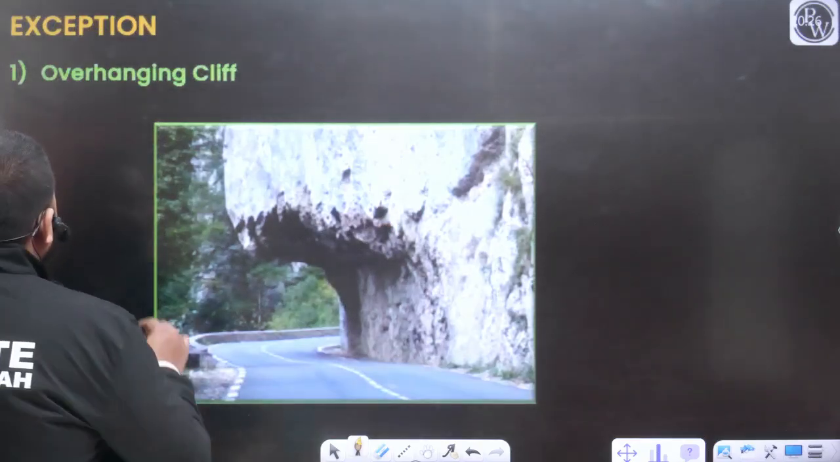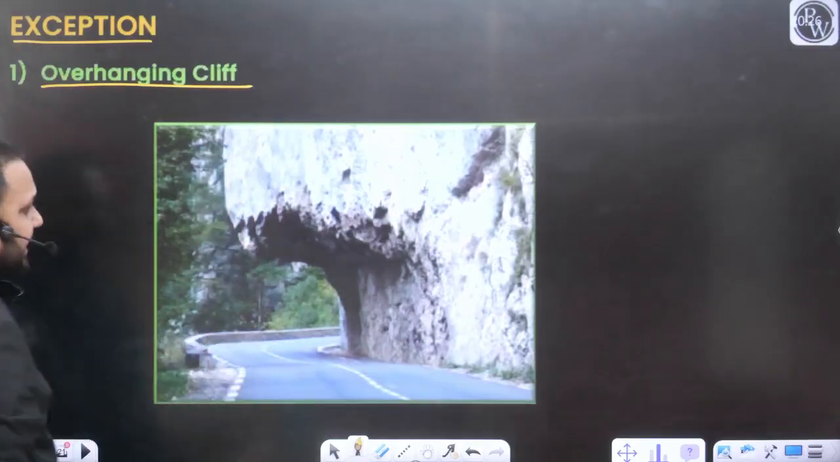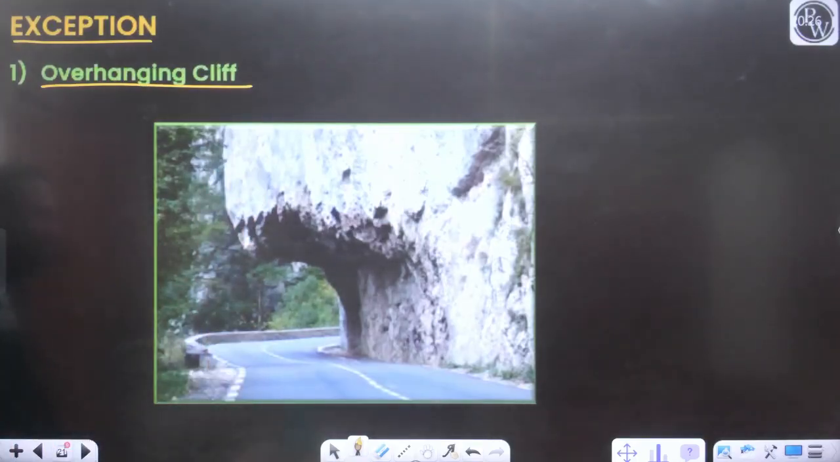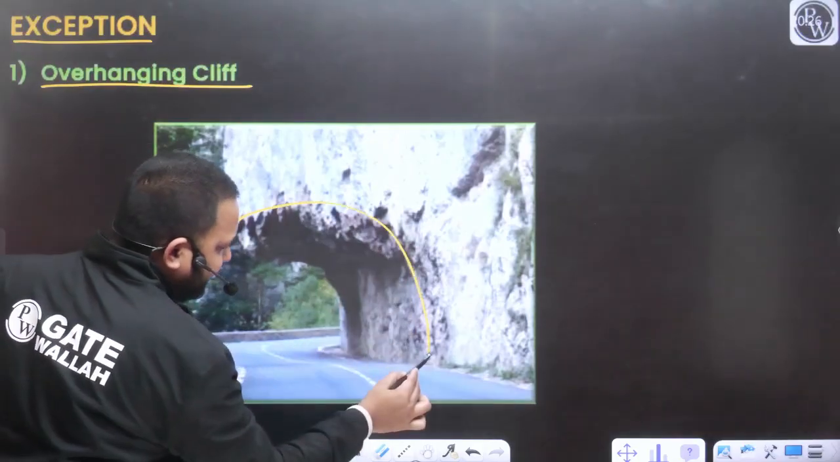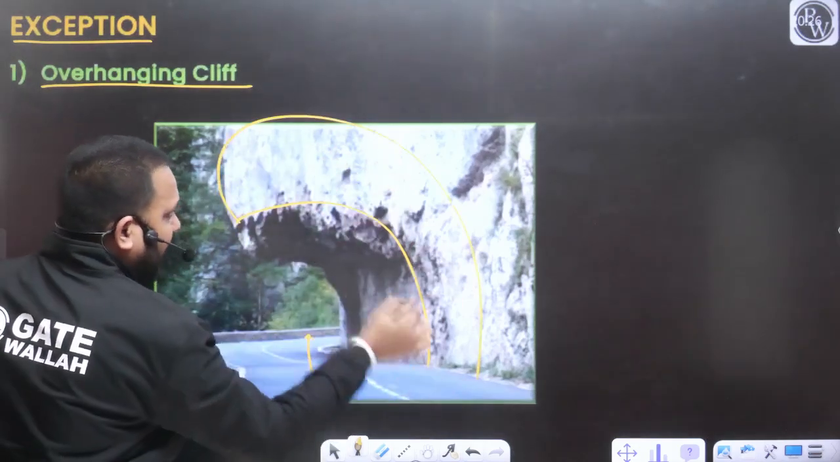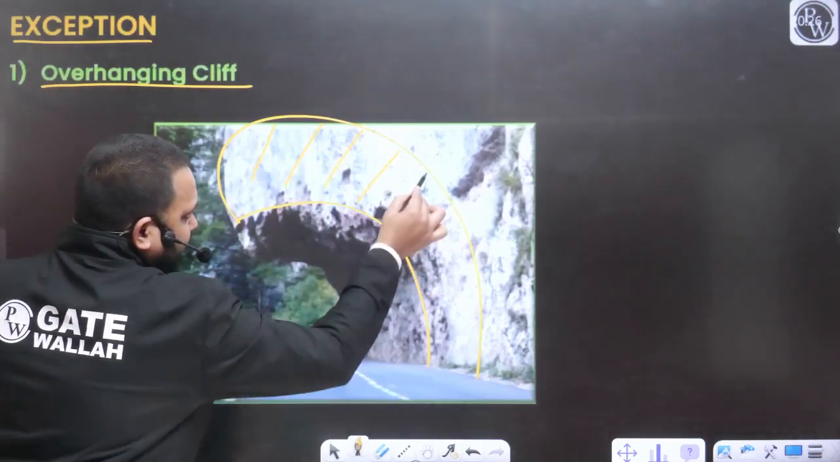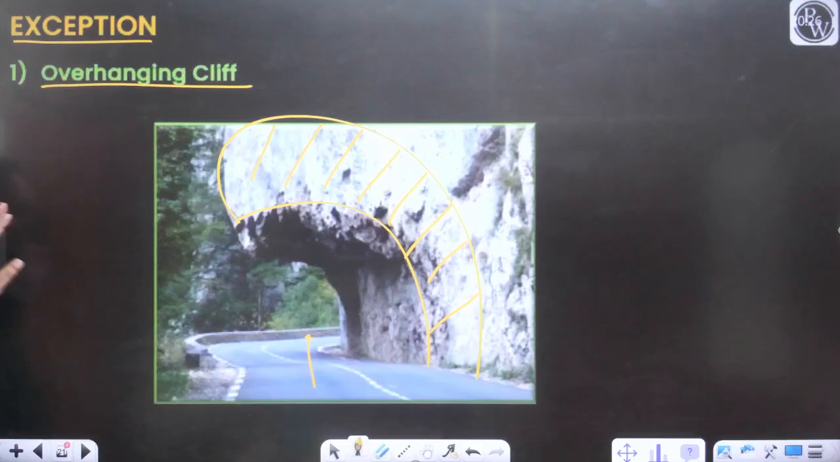Let's see. So if I talk about the first exception, this is the overhanging cliff. So what do you mean by this overhanging cliff? Especially in the case of hilly areas, you must observe a feature. Here it is the road and this is the overhanging cliff. Are you able to visualize this overhanging cliff? Yes or no? This type of feature is known as the overhanging cliff.